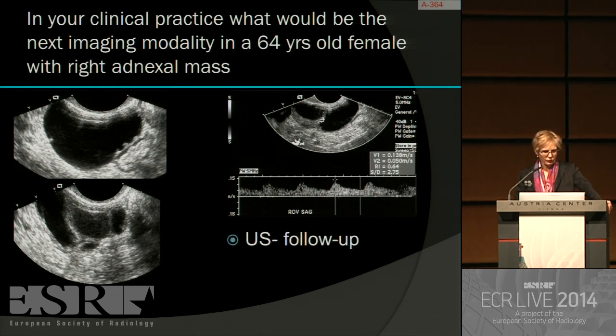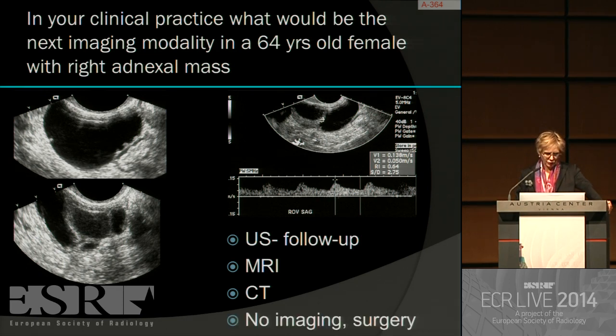Would you have sonographic follow-up? Would you go for MRI? Or would you go for CT? Or would you just send the patient to surgery? Just think about what you would suggest in this patient.